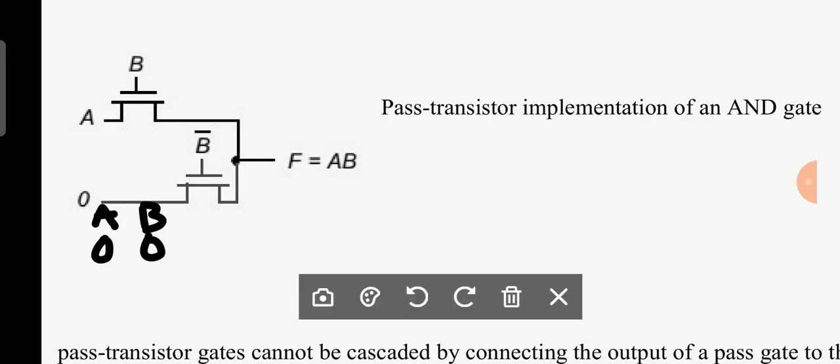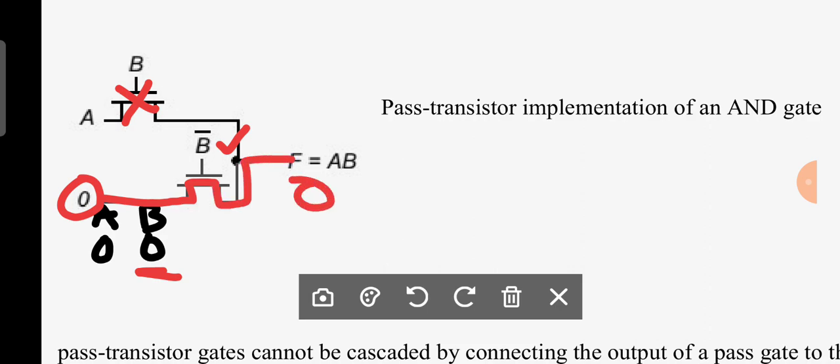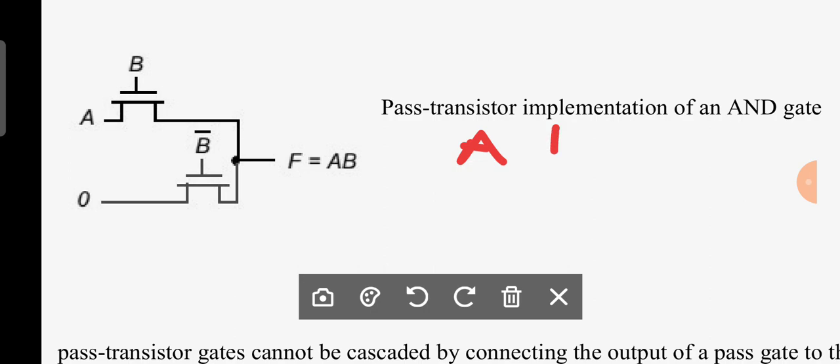Now you can observe what is happening here. If B is 0, then this transistor won't be turned on, but this transistor will be turned on, because B is 0, so B complement becomes 1. Therefore, what is the input here? 0 is the input, therefore it will pass to the output as 0. Is it clear?